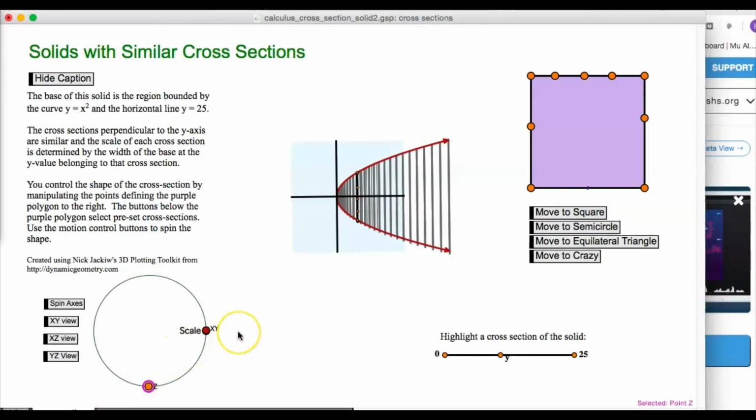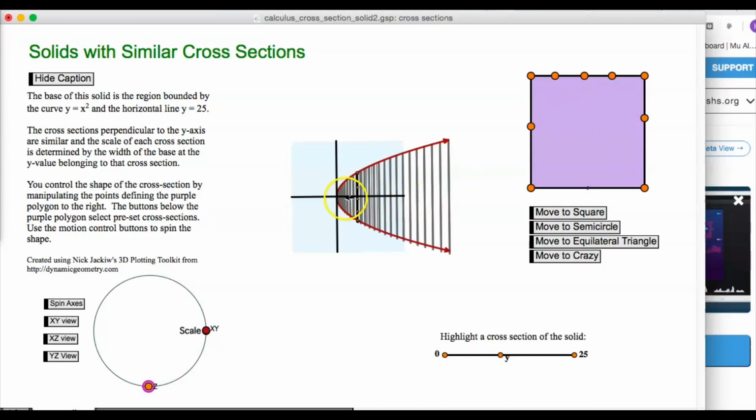Okay, so today we're going to talk about making volumes with what we call known cross sections. The biggest thing that's different with this is that instead of taking a region and revolving it around an axis to create these washers, now you're going to have different types of cross sections, like you can see here on the right hand side, that you're still stacking together, so you're still integrating, but instead of doing pi r squared, because that was for a circle, now it's going to change based on whatever cross section is popping out of the page.